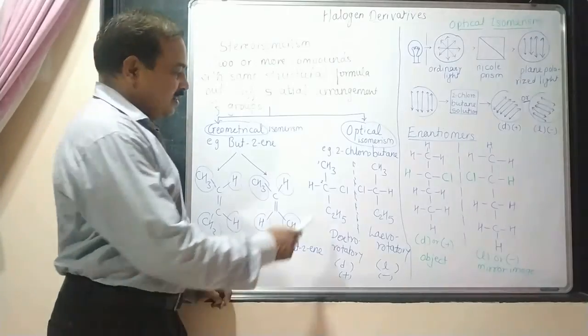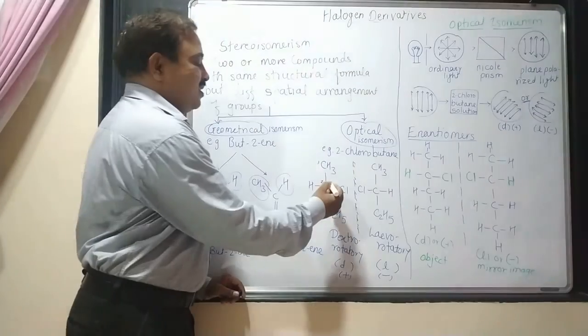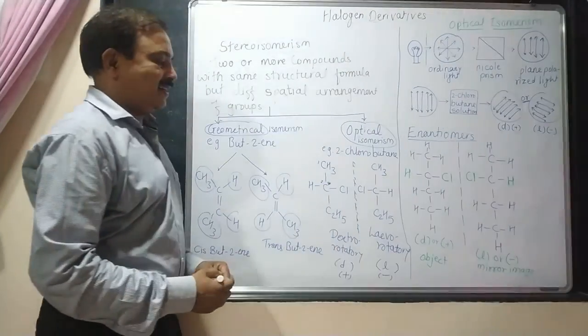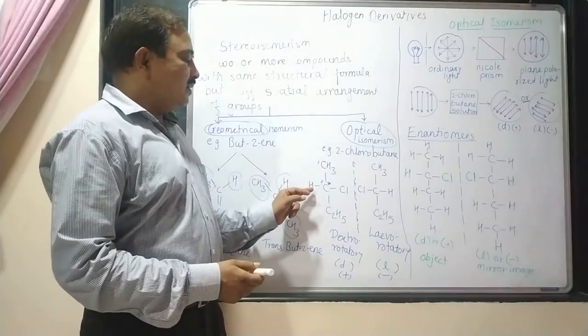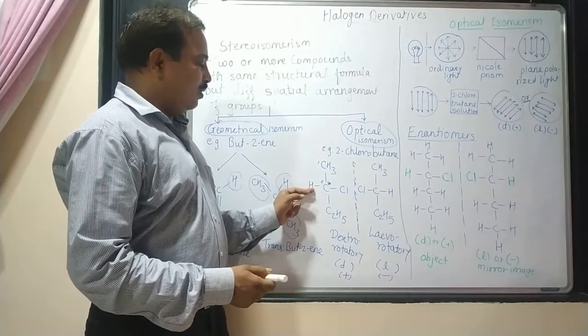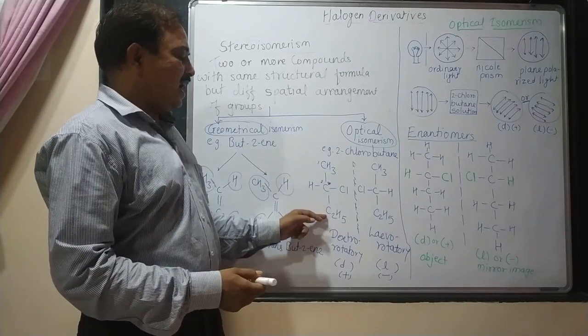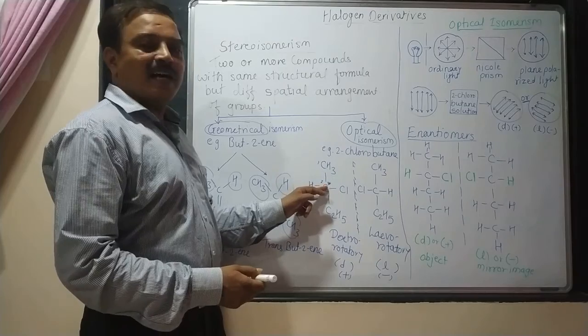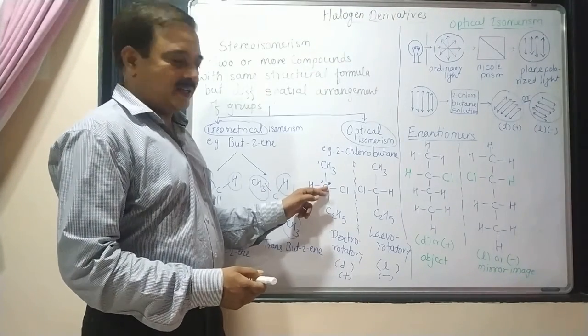So I will make a star sign here on this carbon atom. What is the characteristic of this star sign carbon atom? It has all four atoms or groups of atoms different: 1, 2, 3 and 4. Therefore this carbon atom is called a chiral carbon atom or asymmetric carbon atom.